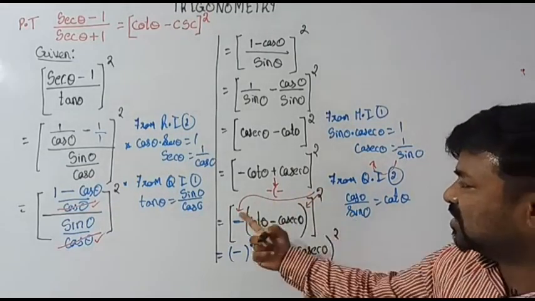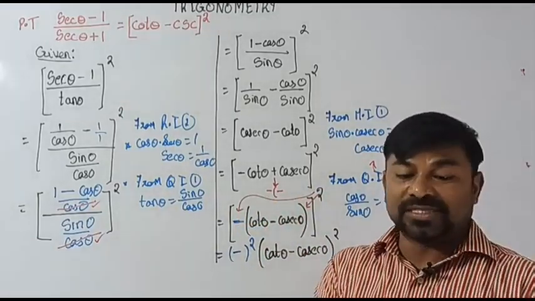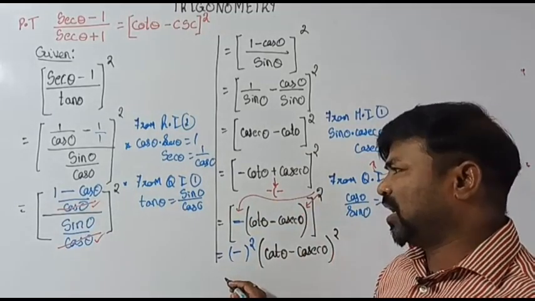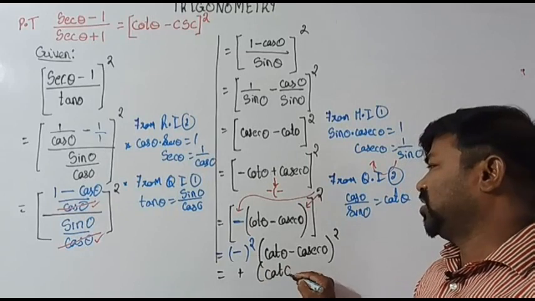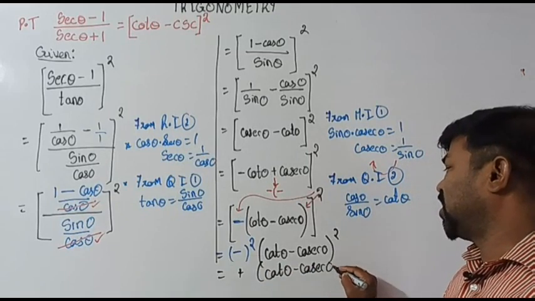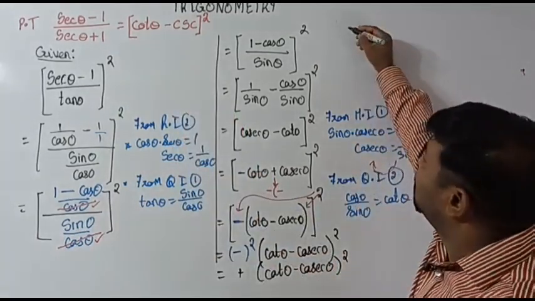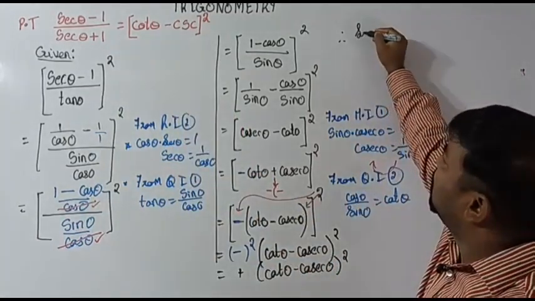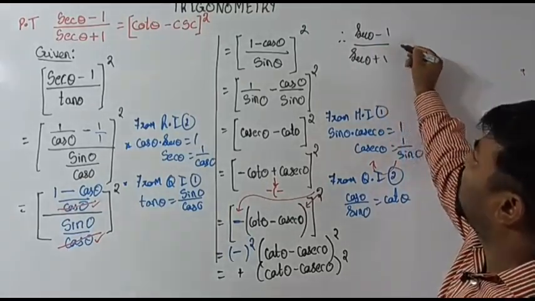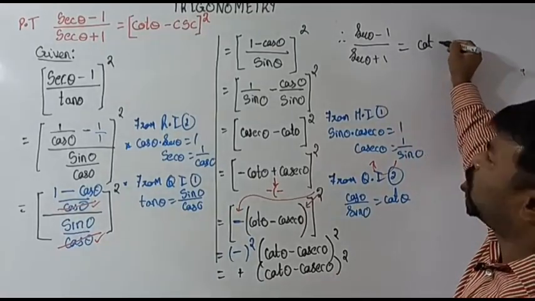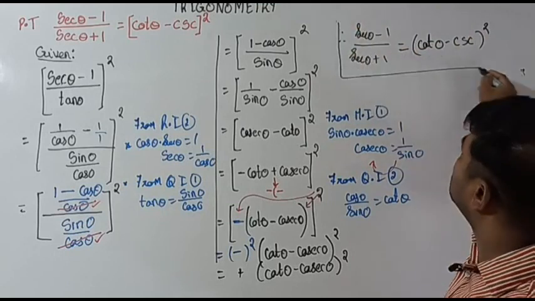What did I do? I sent the square to the minus and also to this one. We know minus squared becomes plus, simply plus. And what is left over? Cot theta minus cosecant theta whole square. So where did we start? We started with secant theta minus 1 by secant theta plus 1, and we got the answer as cot theta minus cosecant theta whole square. This is the concept.